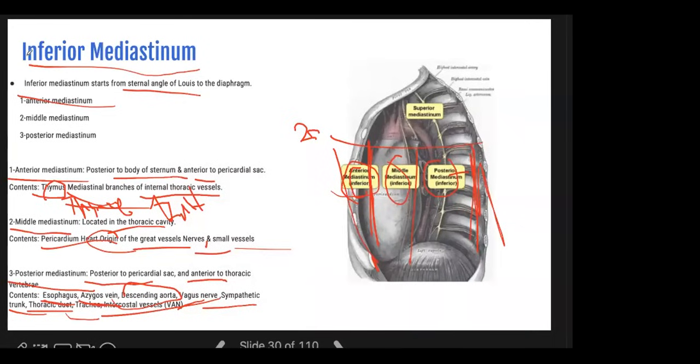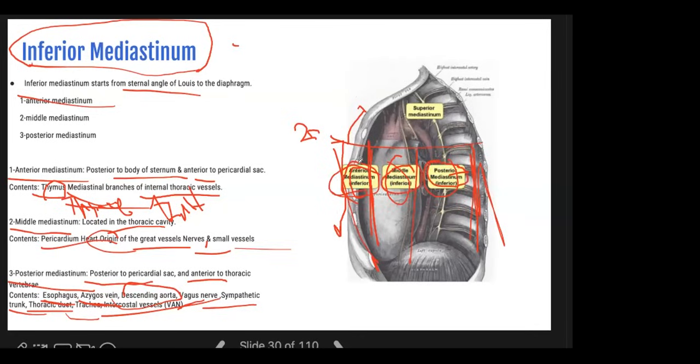But essentially, we'll move on to the inferior mediastinum. So this is more significant and has more structures, to be honest, than the superior mediastinum. Anything above the second intercostal space is superior mediastinum. Anything below is what we call inferior mediastinum. It's divided into three areas: posterior, middle mediastinum, and anterior.